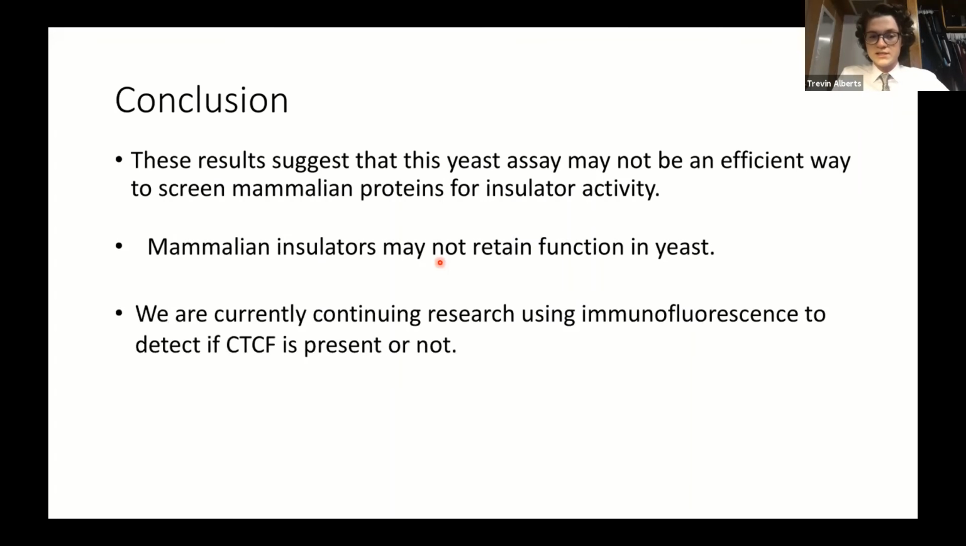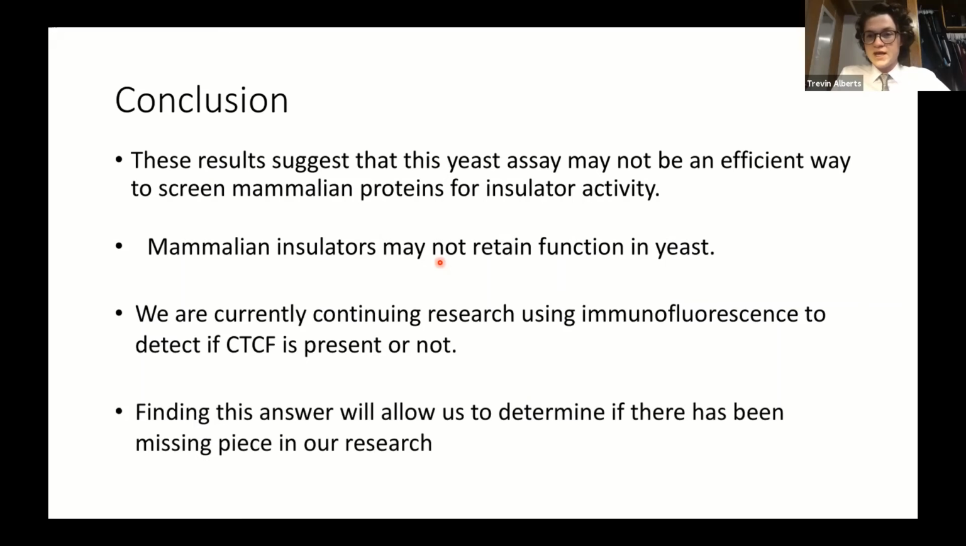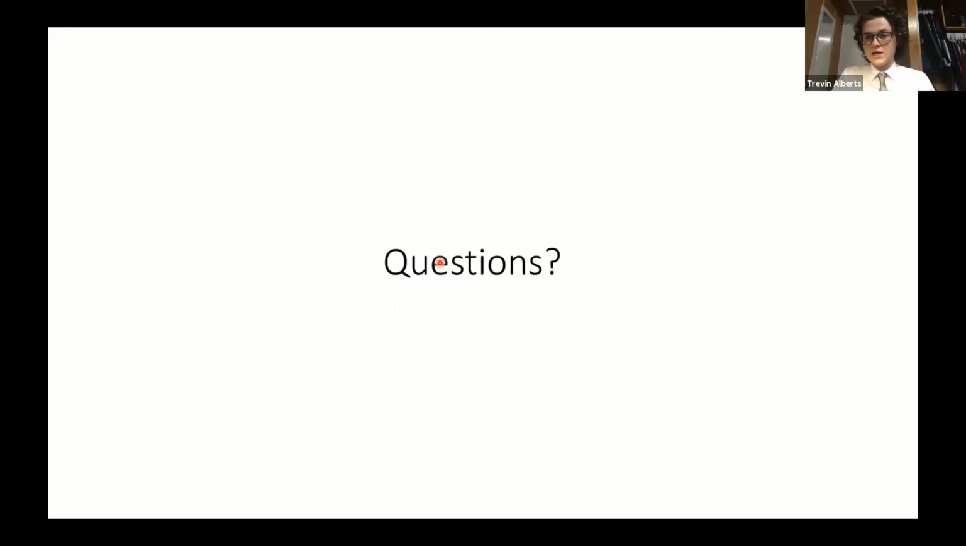But as I said, we are currently continuing our research using immunofluorescence to detect if CTCF is present or not. This research will allow us to determine if there has been a missing piece in our previous testing, with CTCF not being expressed. Until this procedure is completed, we won't know that. But so far, these results seem to indicate that the yeast assay may not be an effective way to screen mammalian insulator proteins. So with that, I'll open it up to any questions. Thank you so much for your time.